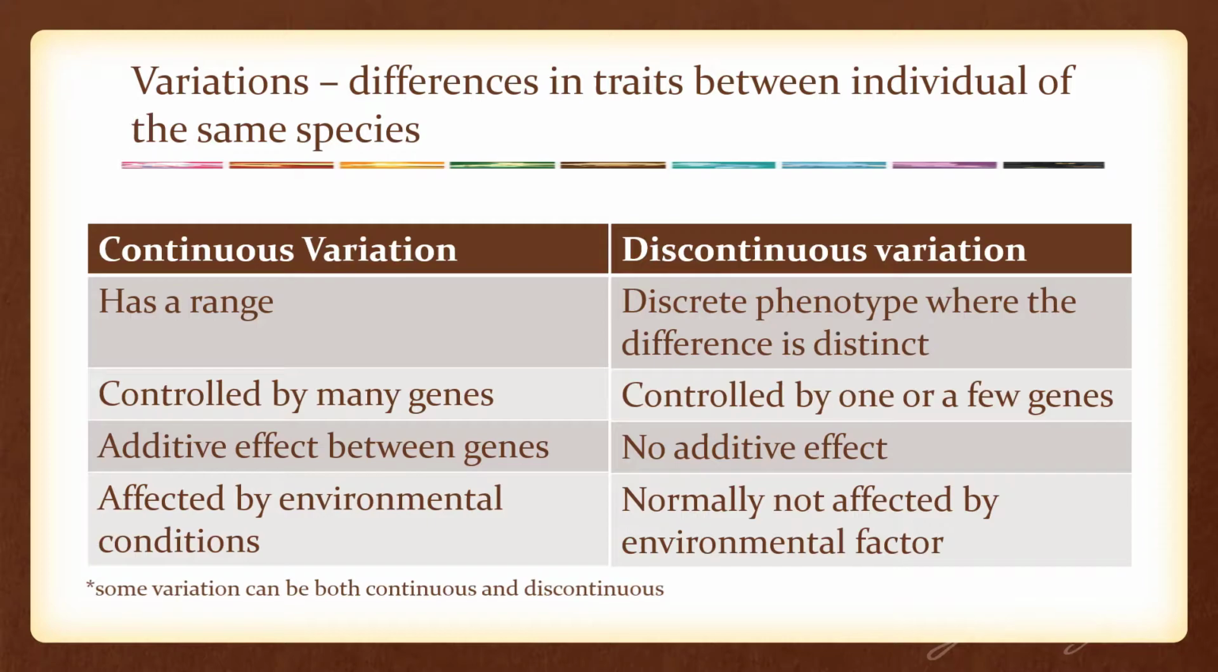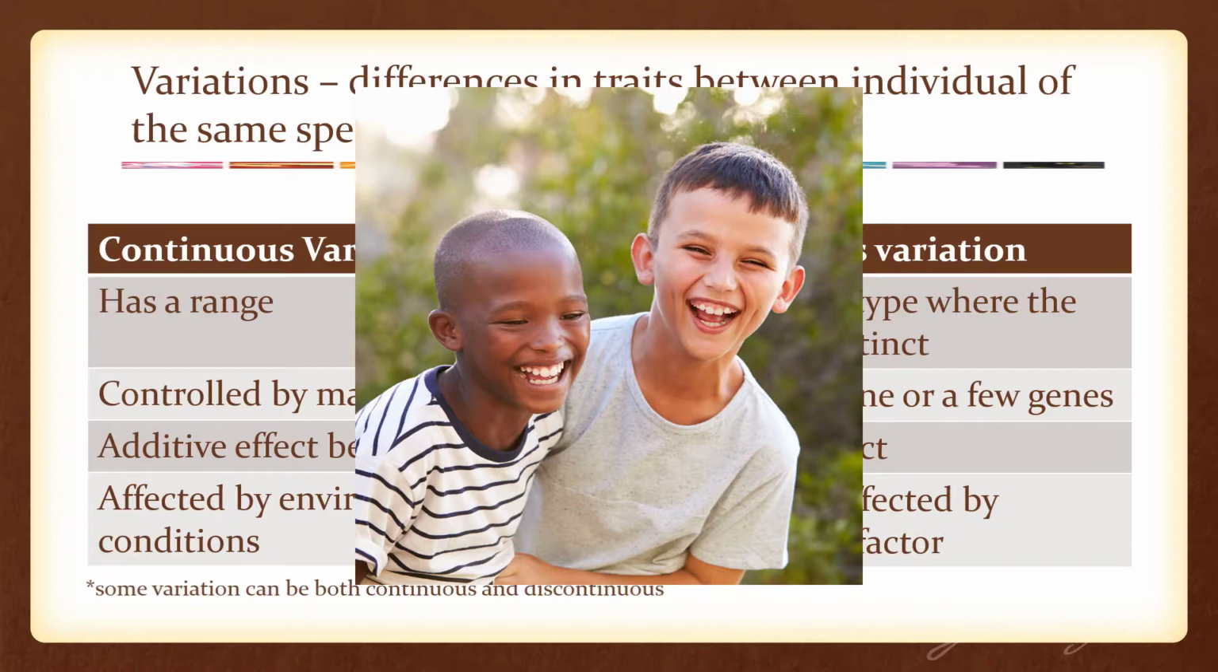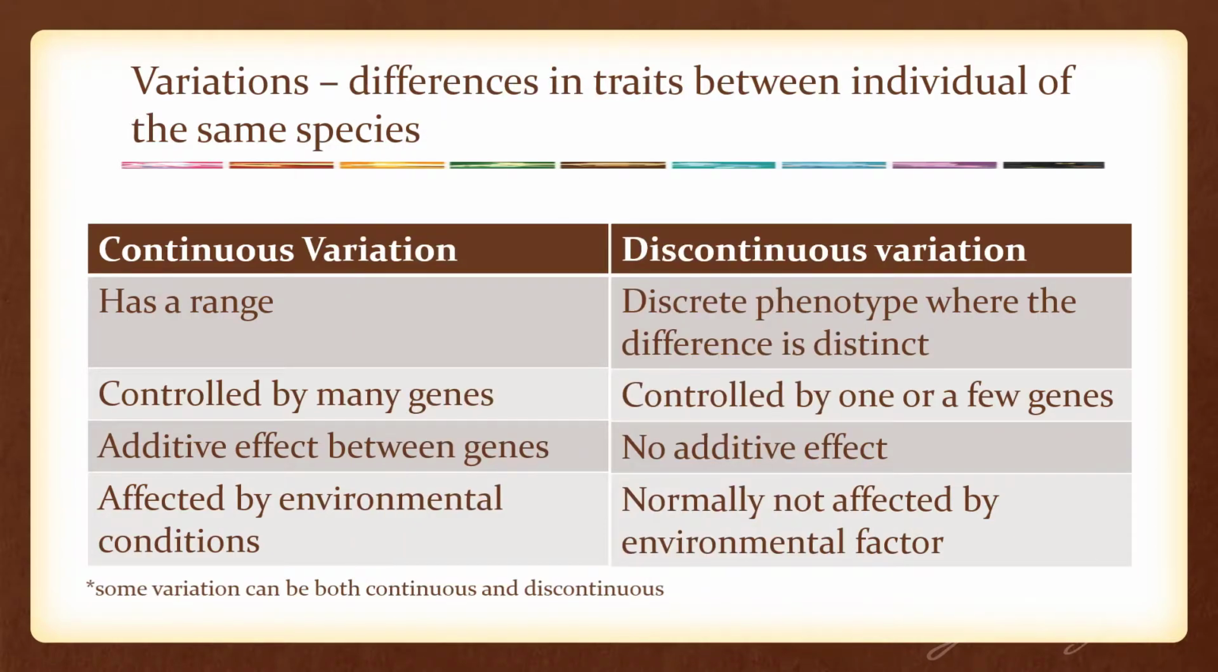For example, you can kind of tell a white and a black guy apart. So while there are different shades in individual skin color, comparing one skin color to another distinct skin color, for example white and black, it will become a discontinuous variation. So just bear this in mind. And this variation is controlled by our genes.